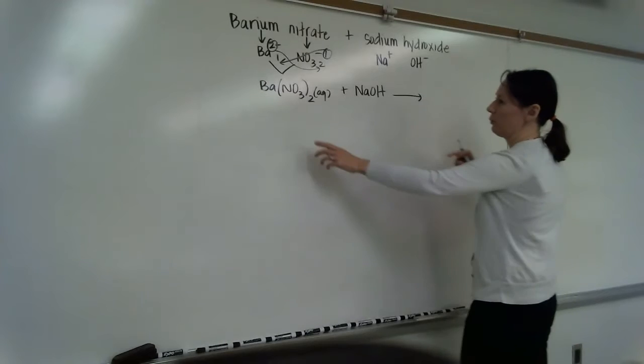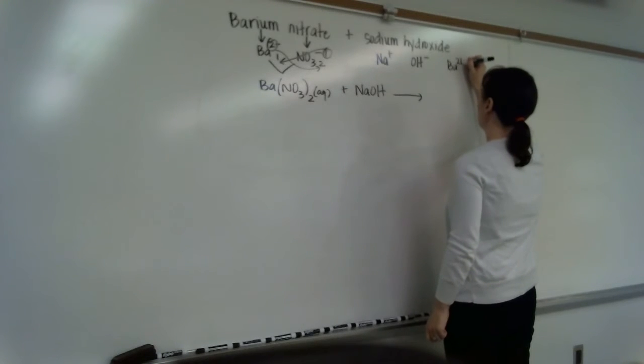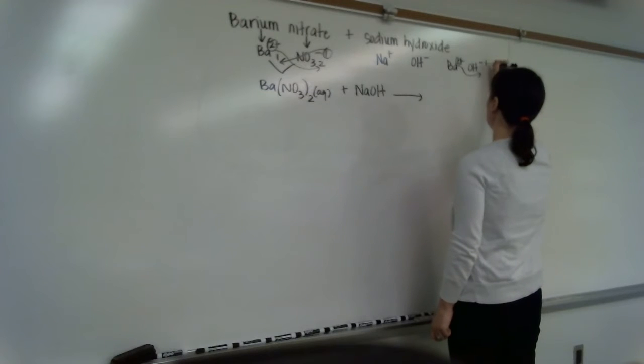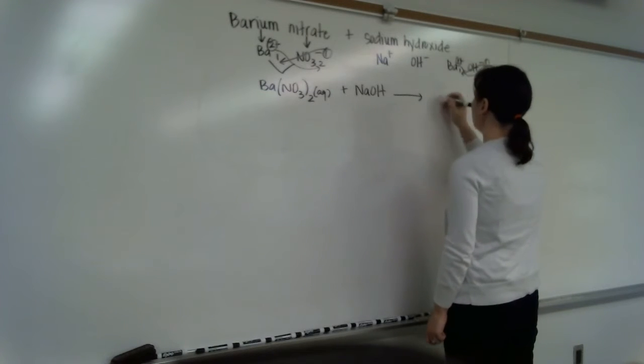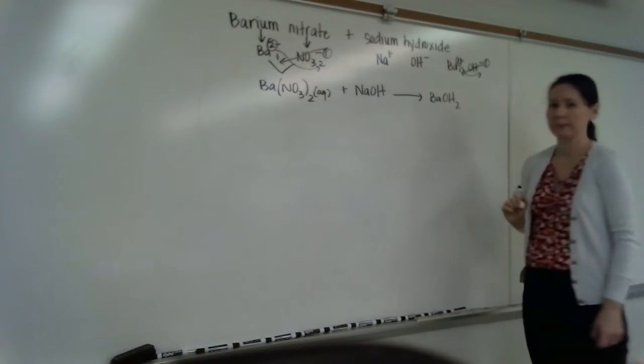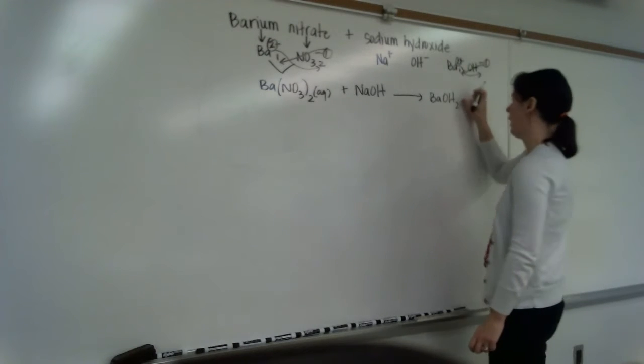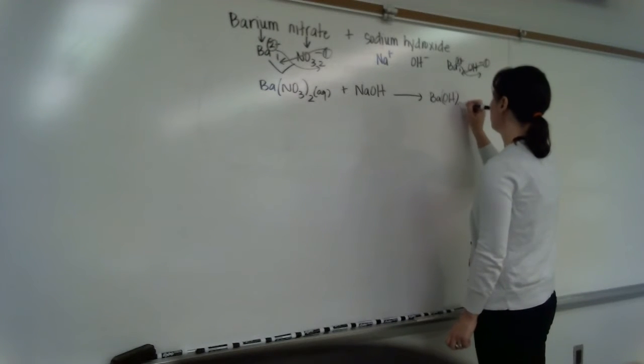So when I combine the products, I'm going to have barium ion and hydroxide ion. So when I crisscross those, is this the correct formula for barium hydroxide? I see this all the time. Is that the correct formula for barium hydroxide? No, what's wrong with that? It needs parentheses, right? Polyatomic ions always need parentheses around them.